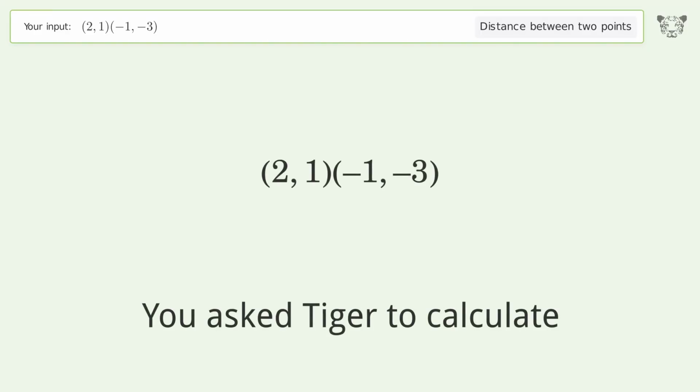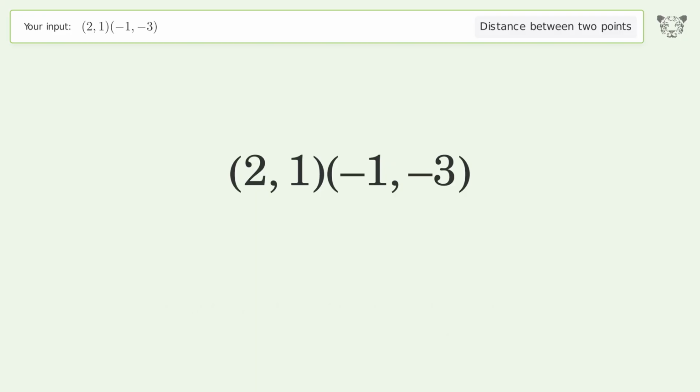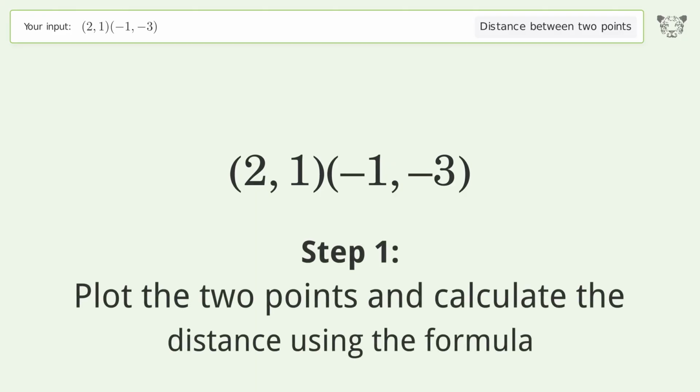You ask Tiger to calculate. This deals with the distance between 2 points. The distance between the 2 points is the square root of 25 or 5. Let's solve it step by step. Plot the 2 points and calculate the distance using the formula.